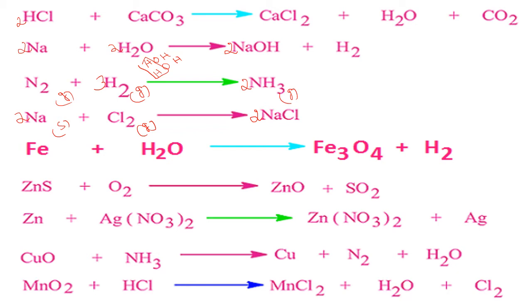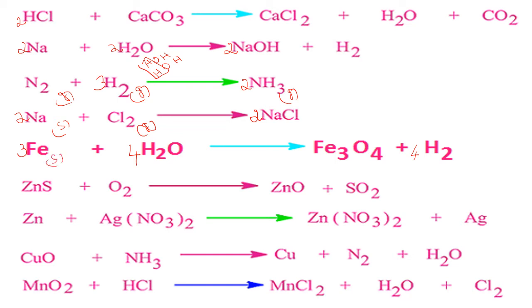Next question is Fe combines with steam to form Fe3O4 and hydrogen. So let us make it equal: 3Fe and Fe3, and H2O. Here O is only 1 and this side 4. So let us write 4 here. Now hydrogen has become 8. Here also we have to make it 8. Now it is balanced. Let us write the symbols also.